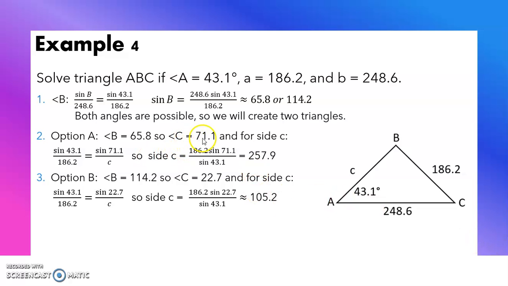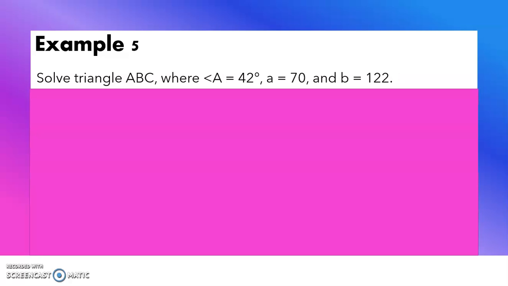The one with these measurements, the 71.1 and the 257.9, and angle B is 65.8. And this one with 114.2, 22.7, and 105.2. Okay, we have one last example.